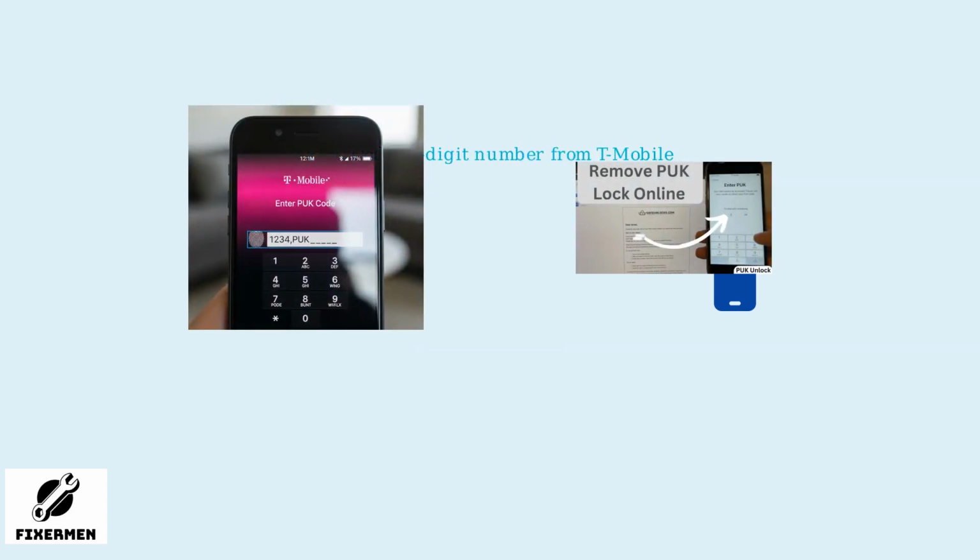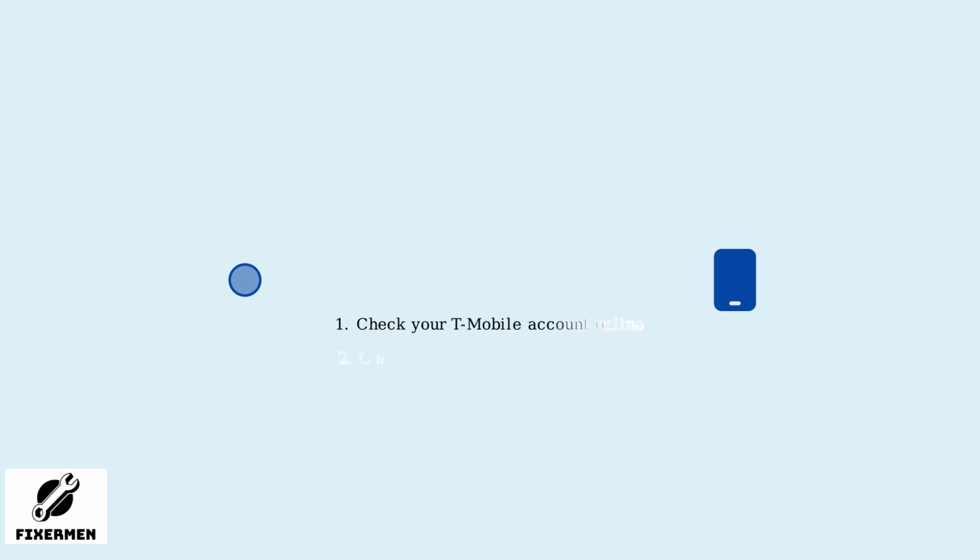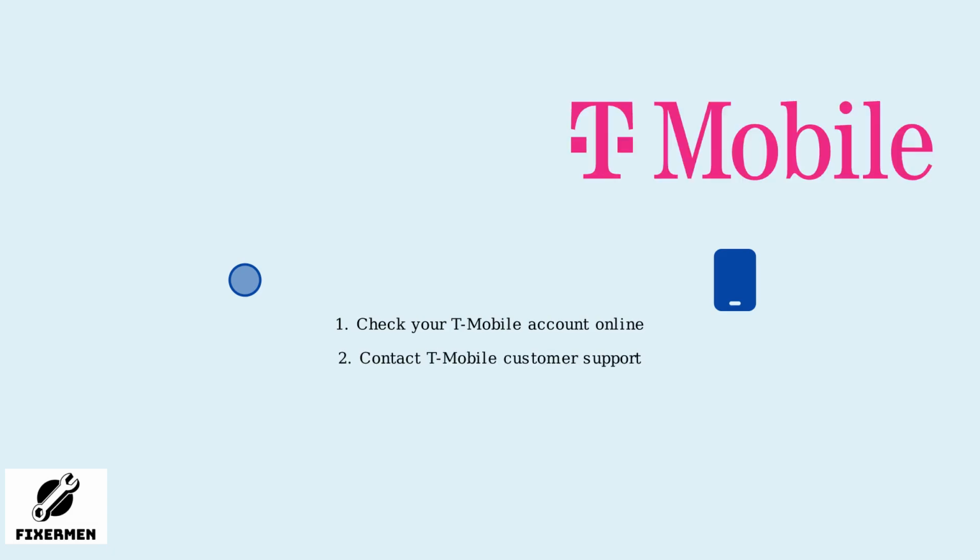Entering the wrong PIN multiple times will lock your SIM card. This security feature prevents unauthorized access to your device. To unlock your SIM, you need a PUC code. This is an 8-digit personal unblocking key provided by T-Mobile. You can find your PUC code through your T-Mobile account or by contacting customer support.